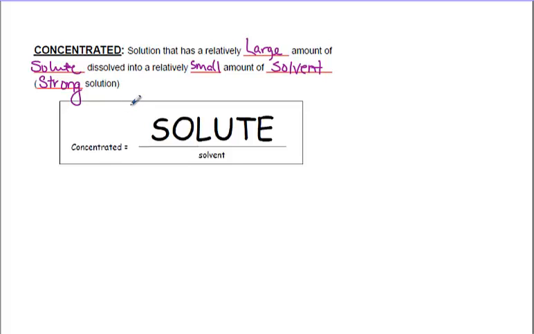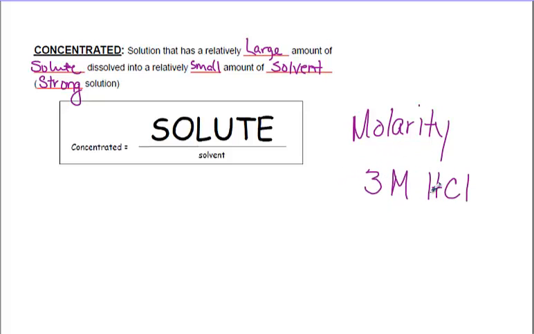Now, when we talk about our calculations for concentration, when we get to that in lesson 8, we're going to talk about molarity. And that's what we use for concentration of solutions. Now, if you have a 3 molar HCl, this is indicating that you have 3 molar concentration of solution. But if I have a 0.5 molar HCl, this is going to be weak compared to the 3 molar. Okay, so concentrated tells us that we have a lot of solute versus a little bit of solvent.